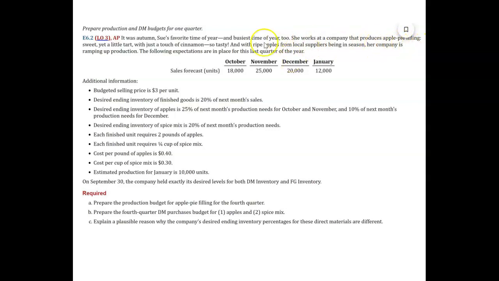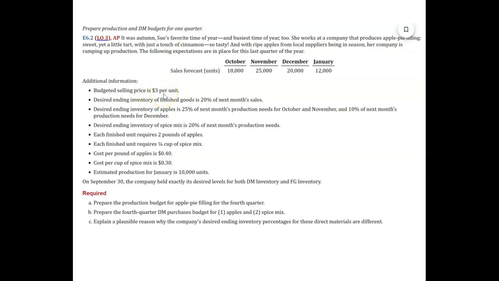Okay, so it uses ripe apples from local suppliers being in season, and our company is ramping up production. And the following expectations are in place for this last quarter of the year. We've got October, November, and December, and then January. These are forecast sales in units. You can see November around Thanksgiving is a little bit high. So is December. So additional information, the selling price is $3 per can.